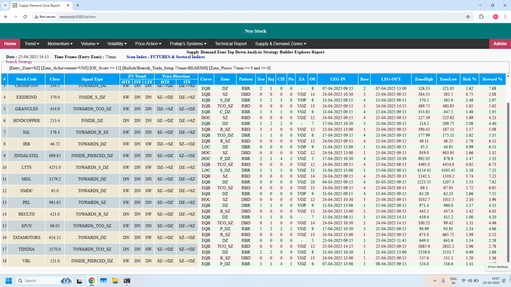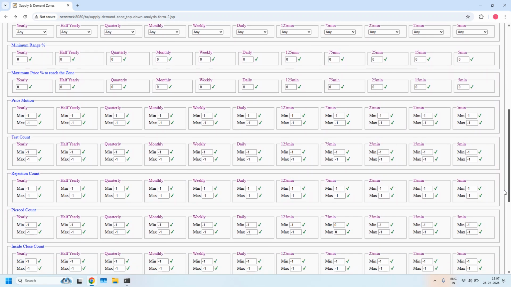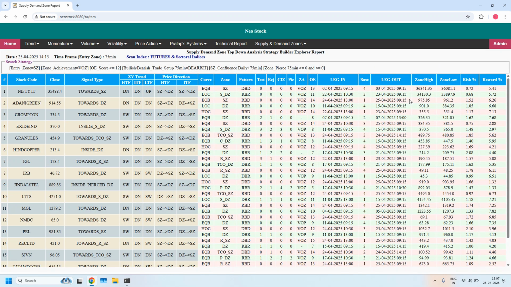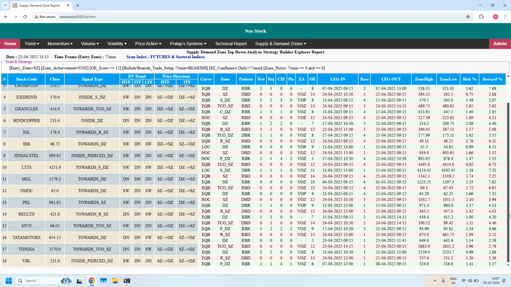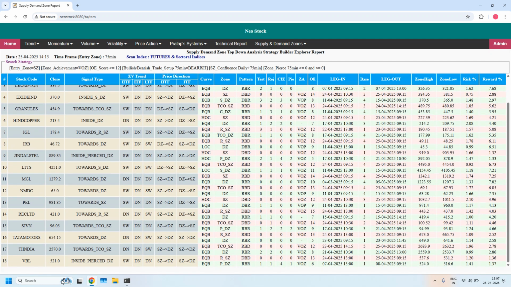Okay, out of these 18, how many are having a higher probability to get success? That we will filter based on the zone confluence. First filter, LTF and ITF supply zone confluence, that is 75 minutes and daily supply zone confluence. I enable the filter and apply on the 18 stocks. Now we got all the 18 stocks. That means in all these 18 stocks, the 75 minute supply zone is overlapped with the daily supply zone.